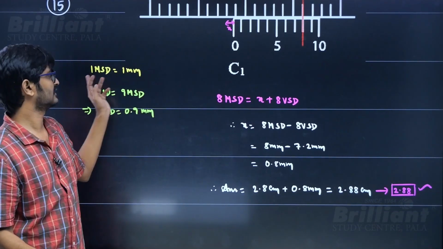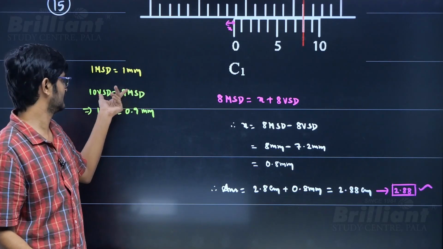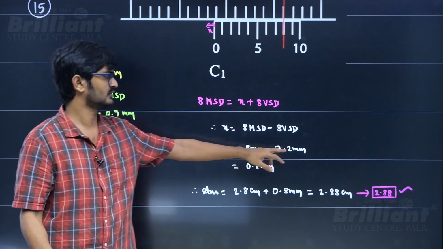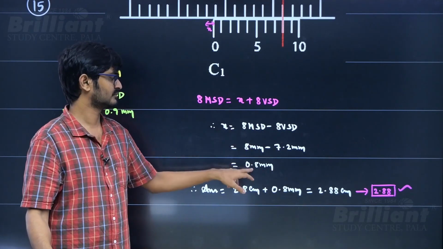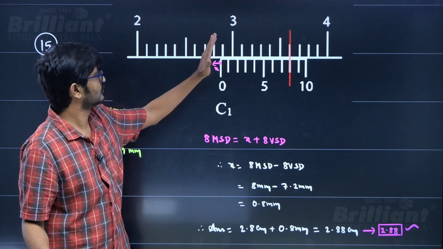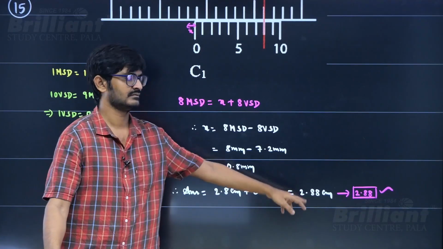This is given in the question. 1 main scale division is 1 mm and 10 vernier scale divisions are equal to 9 main scale divisions. From this I can calculate 1 vernier scale division is 0.9 mm. So you can substitute those and you will be getting x value as 0.8 mm. Once you get x value as 0.8 mm, then the answer is going to be 2.8 centimeter plus 0.8 mm, which is the required answer.